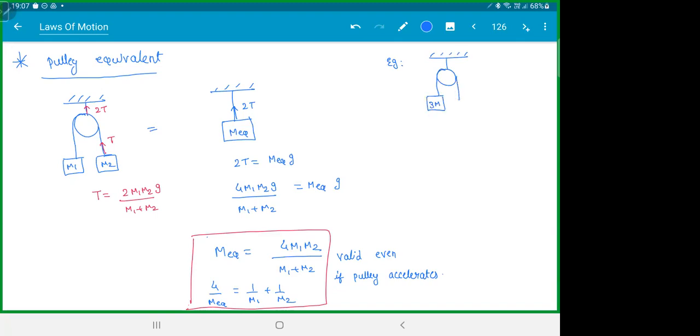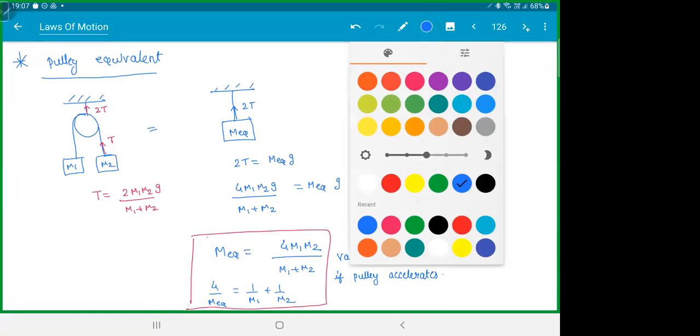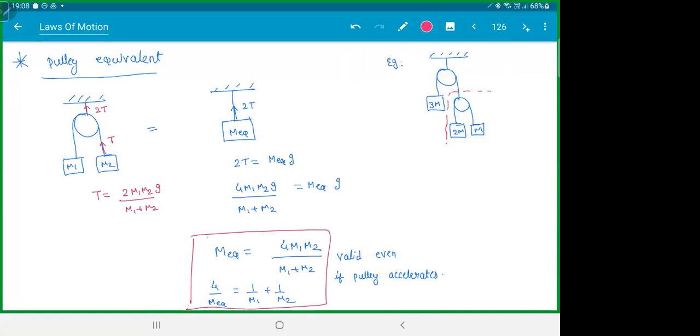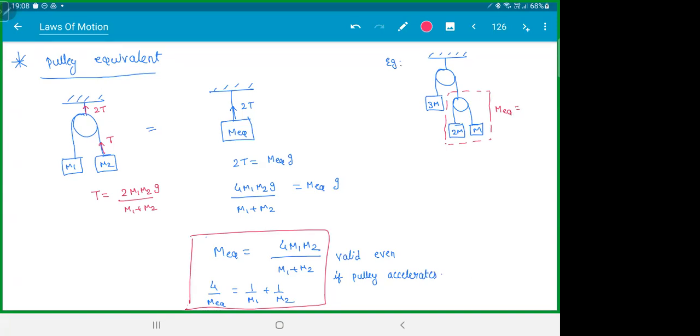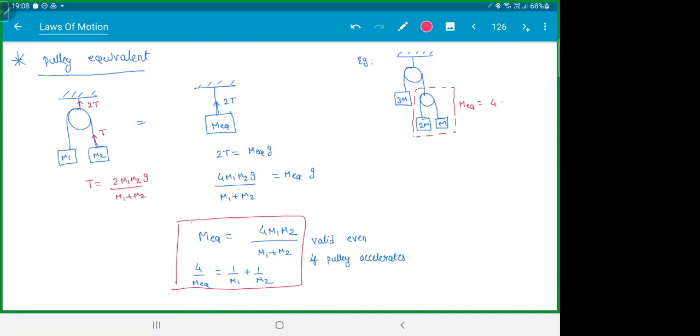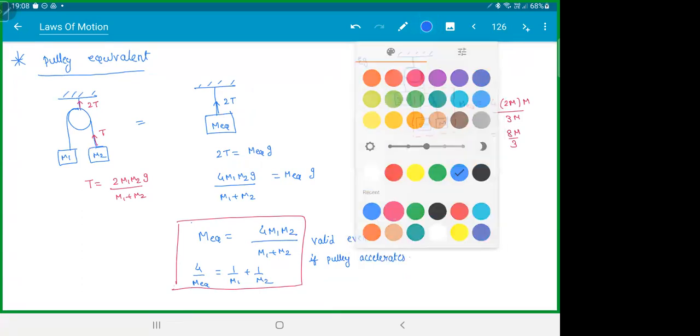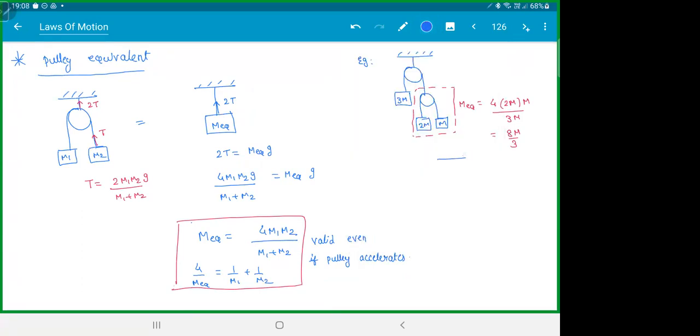This is 3M. This is 2M. This is M. So you are trying to replace this whole thing with one mass. So M equivalent will be 4, 2M, M by 3M. That becomes 8M by 3. So you can replace this entire block with 2 blocks of mass 3M and 8M by 3.